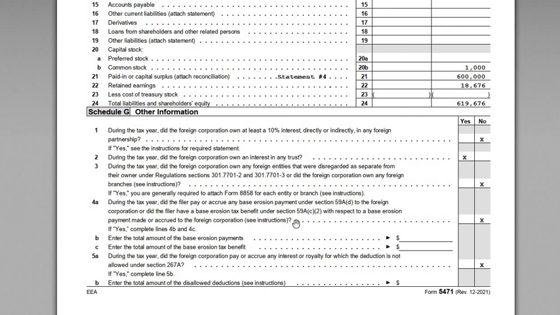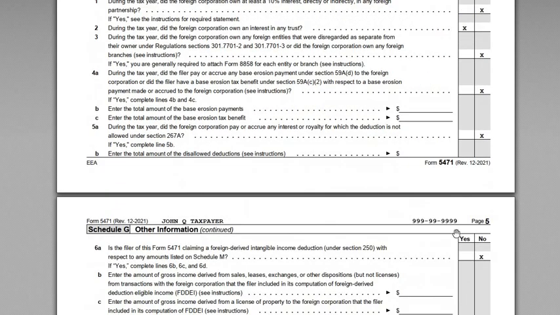Now, questions 4A and down here, base erosion payments. So Section 59A, this is very likely not going to apply to anybody watching this video. The 59A base erosion payments only apply to really, really large companies, gross receipts of 500 million or more. In most cases, that's not going to apply to you, so these are going to just be no questions.